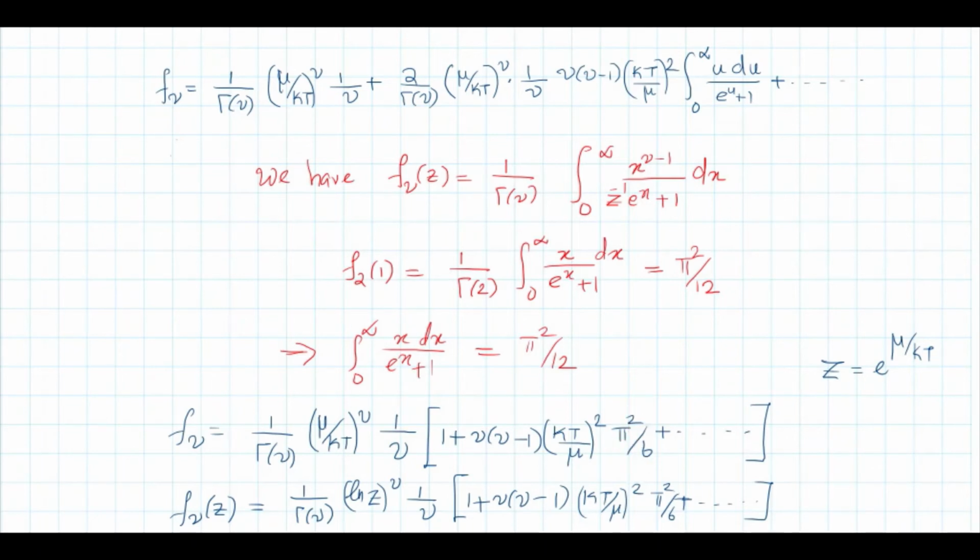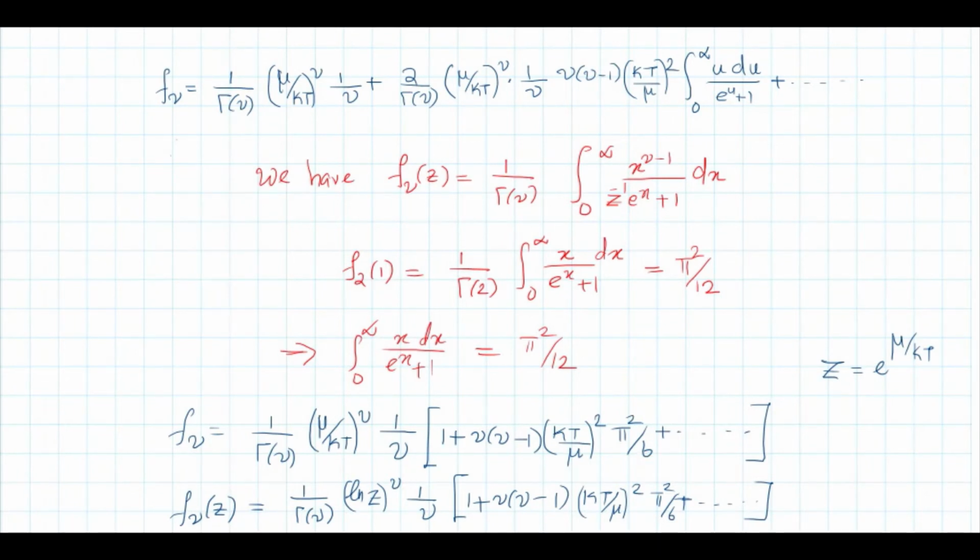From these two terms, you can take 1 by Γ(ν), (μ/kT) raised to ν, 1 by ν outside. Then in the first term, you will have simply 1. In the second term, you have ν(ν−1) into (kT/μ) whole square into π²/6. Here it is π²/12, but there is a 2 here, that makes it π²/6, plus higher order terms.